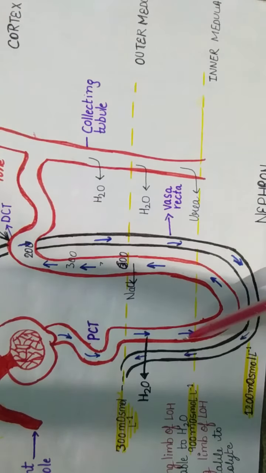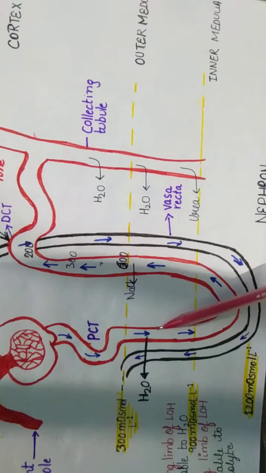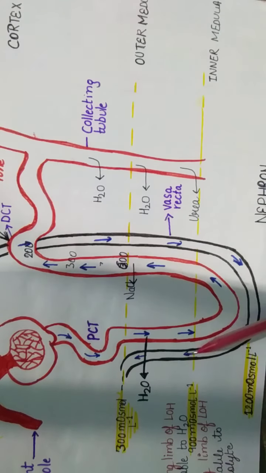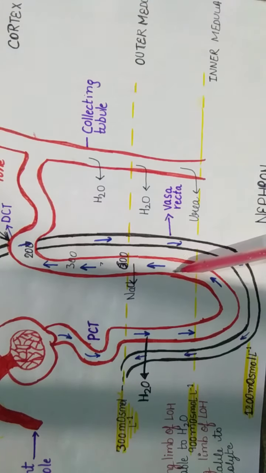And also it is taking place between the loop of Henle and vasa recta. So it takes place between the descending limb of the loop of Henle and the ascending limb of vasa recta, and also between the descending limb of vasa recta and the opposite limb of the loop of Henle.